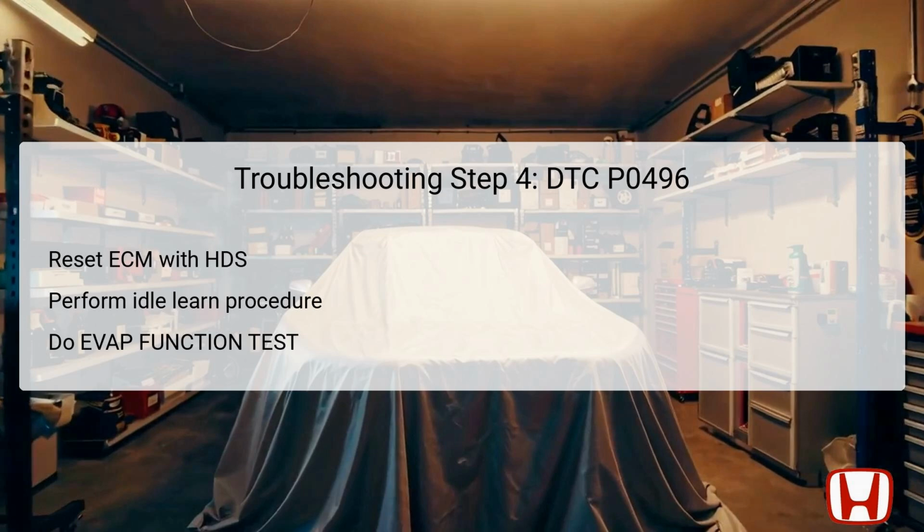Following this, conduct the ECM idle learn procedure, which allows the engine control unit to recalibrate itself based on the latest adjustments made to the EVAP system components. Finally, run the EVAP function test once again to confirm that the repair has resolved the issue and that the DTC P0496 does not reappear, indicating successful troubleshooting and repair.